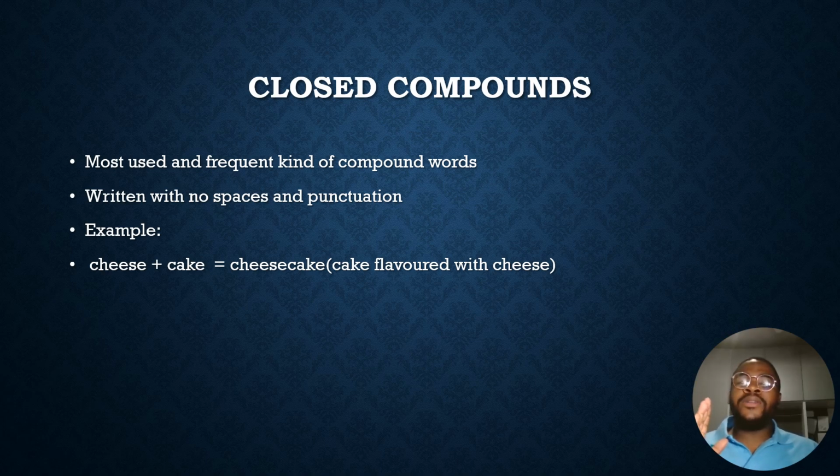And there are also spaces in between when we talk about open compounds. Now, we don't talk about open compounds. We don't talk about hyphenated compounds. We're talking about closed compounds. Example, cheese is that dairy product that we get from milk. A cake is a kind of soft bread that we get after dough has been baked. Now, when we take these two words and put them together with no space in between, we come up with cheesecake.